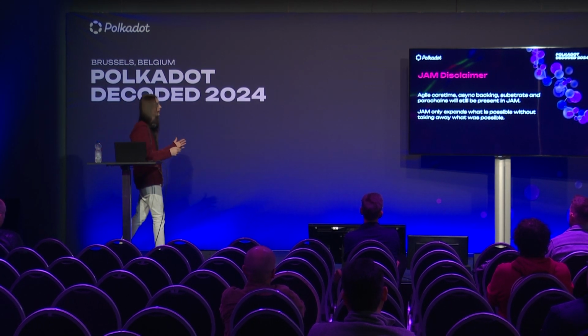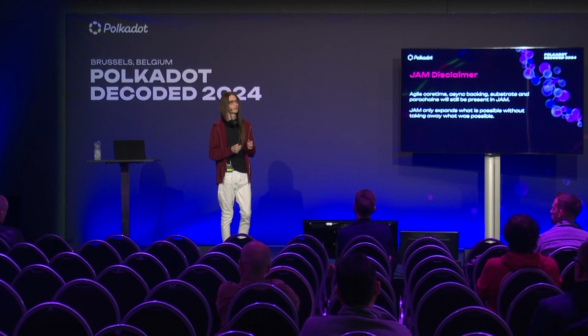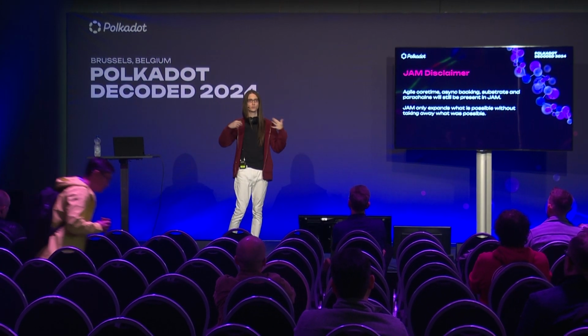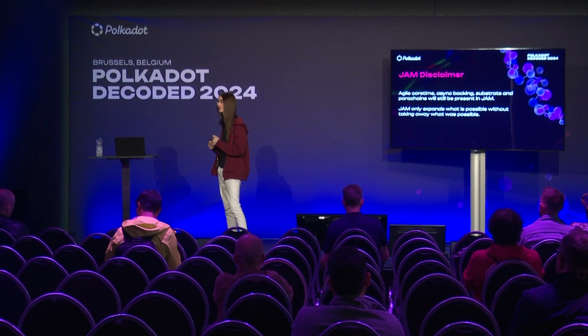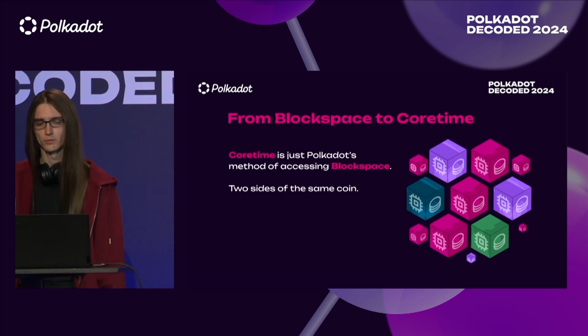And the good way of thinking about Jam is, what Jam allows us is to just have extra logic. We can still do all the things we were able to do in the network and some extra stuff on top. It's an expansion of the system, of the protocol. Parachains are still there. Substrate is still there. All of those are still crucial to Jam. So now going back to the Coretime stuff.